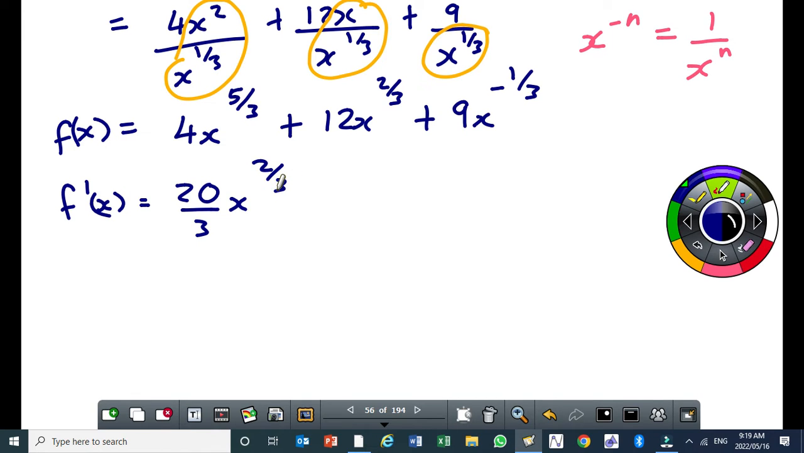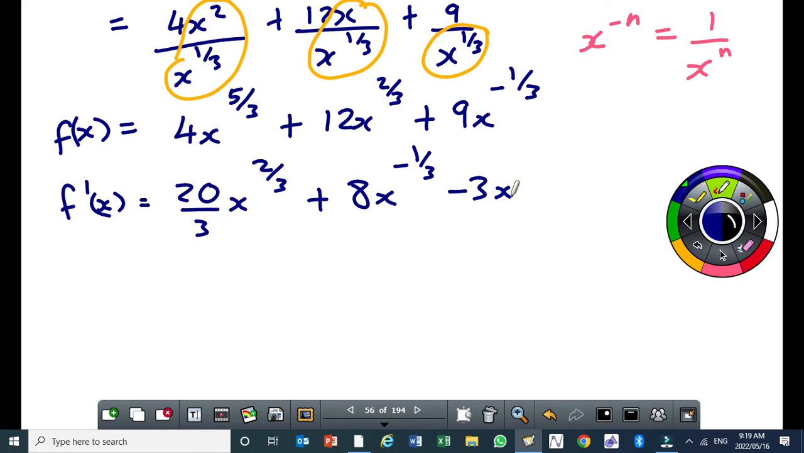Then 2 over 3 times 12 will give me 8, because 12 times 2 is 24, and 24 divided by 3 gives me 8. Then I have to subtract 1 from the 2 over 3, so I'll get minus a third. Then minus a third times 9 gives me minus 3.